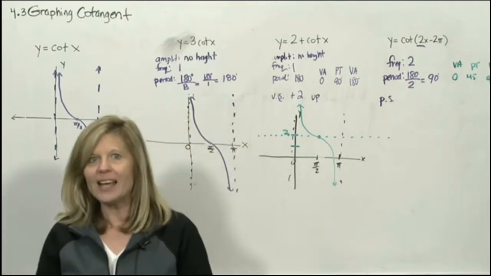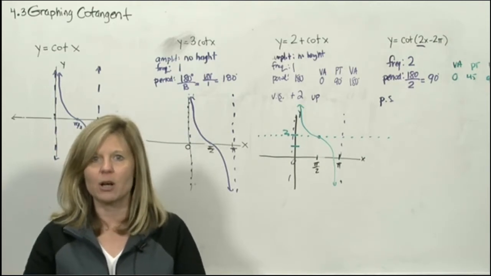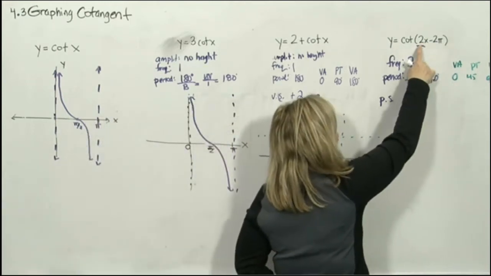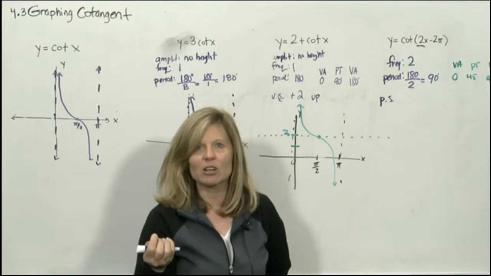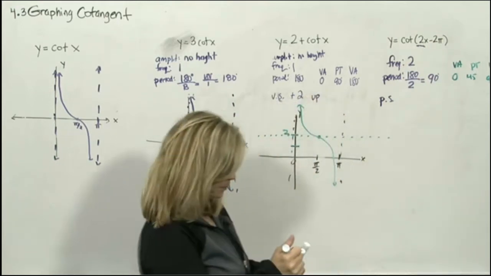To tell the phase shift, your coefficient for your angle has to be the number 1. What's the number right now in front of our angle? 2. How do we get it out of there? We use our factoring skills, our GCFs. We're going to factor out of here a 2 and rewrite this.